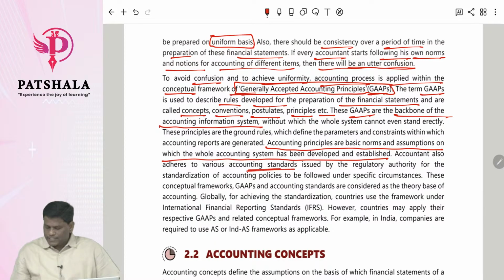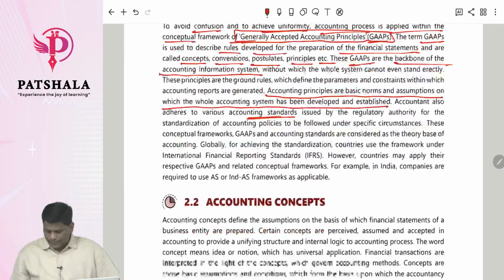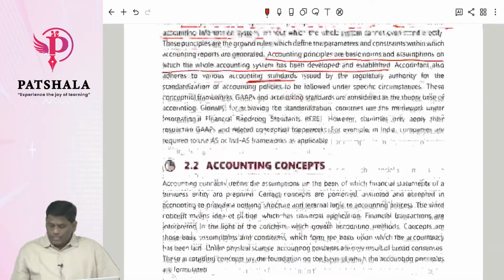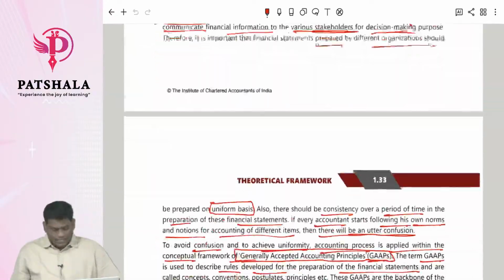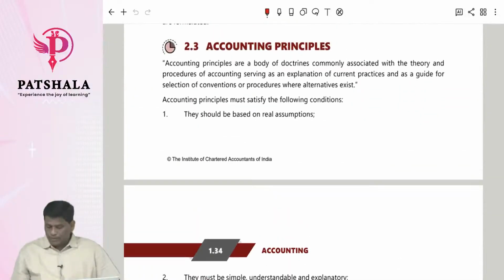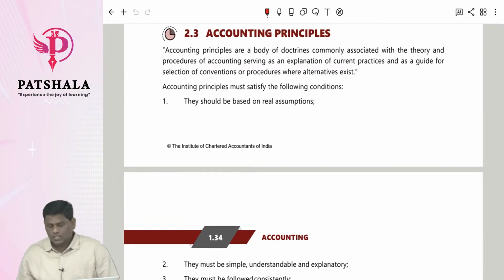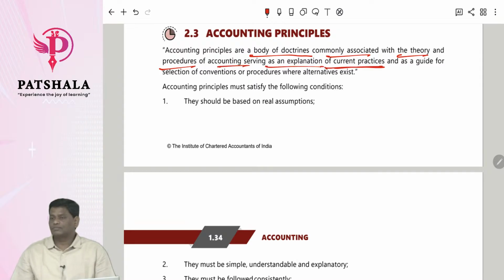We will study that later; what accounting standards are, I will tell you later. Leave that aside. Then, accounting principles are broadly categorized into two types. Now, these accounting principles, first of all, have certain conditions. Let's learn that first. Accounting principles are a body of doctrine, commonly associated with the theory and procedures of accounting, serving as an explanation of current practices. If you do something like this, why do you do it like that? The answer is here.